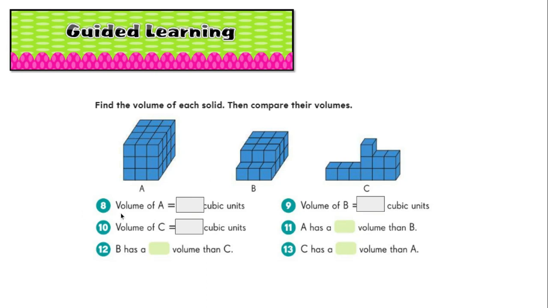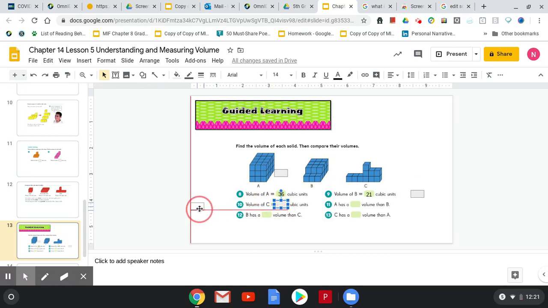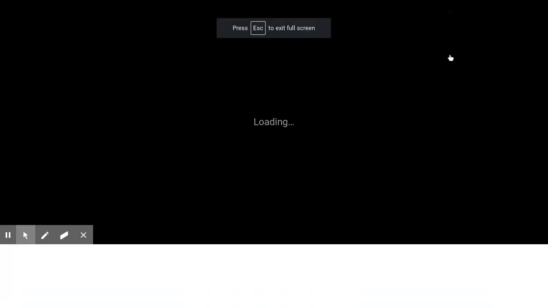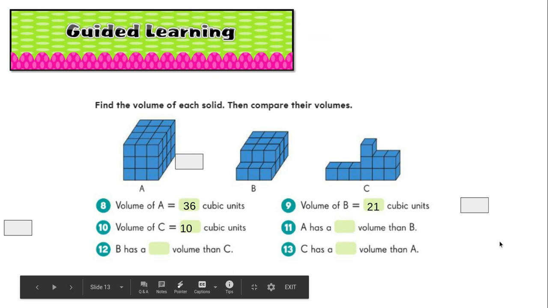Okay, so for number 8, the volume, I'm going to do this again. The volume of solid A is 36 cubic units. The volume of solid B is 21 cubic units. And the volume of solid C is 10 cubic units. So let's go ahead and compare them.